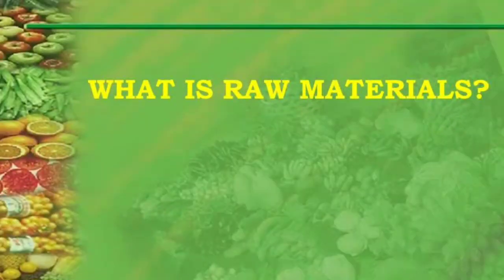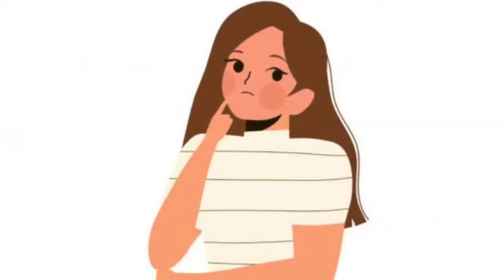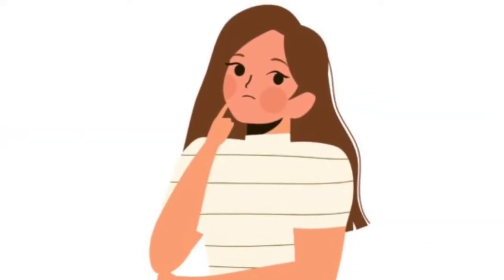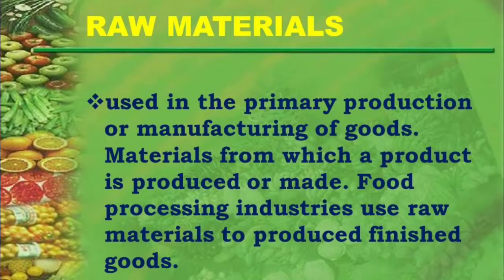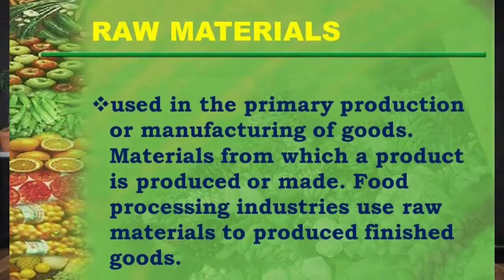What is raw materials? Do you have an idea what is raw materials? Okay, raw materials are used in the primary production or manufacturing of goods, materials from which a product is produced or made. Food processing industries use raw materials to produce finished goods.